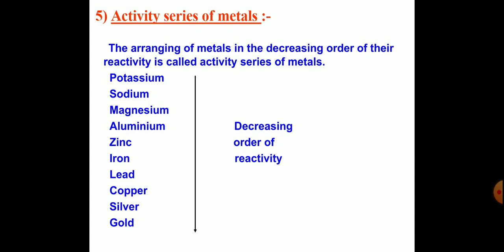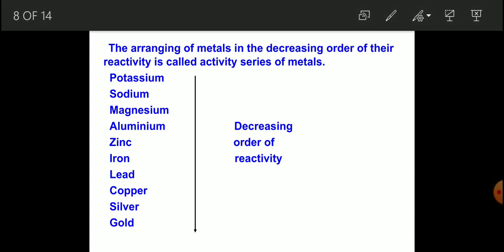See, the arrow is pointing downward. Clear? Now, the first metal is potassium, second sodium, then magnesium, aluminium, zinc, iron, lead, copper, silver, gold. The last one is gold, isn't it? So gold is very, very less reactive, and potassium is very, very highly reactive.